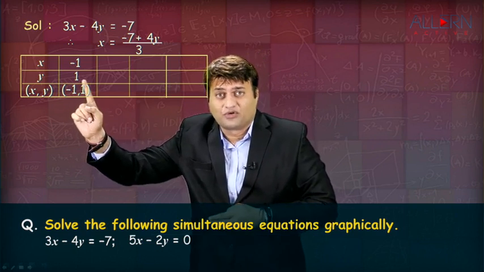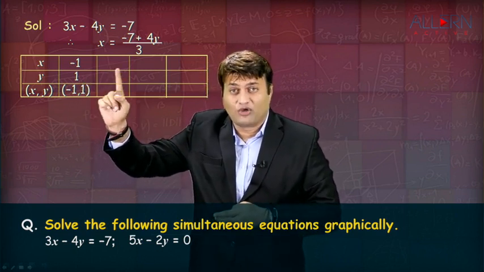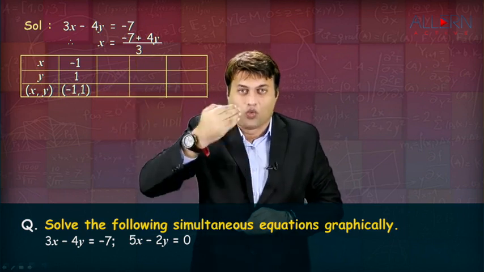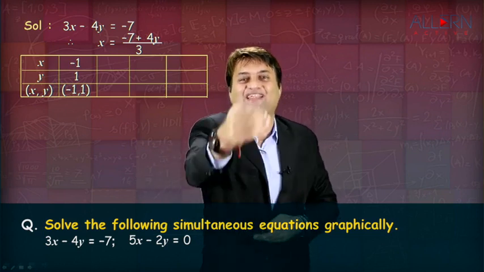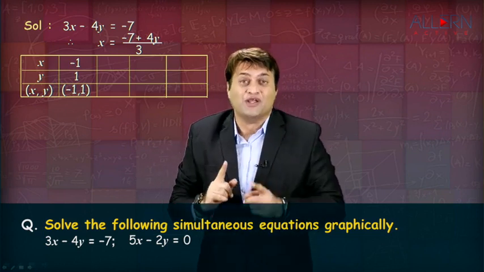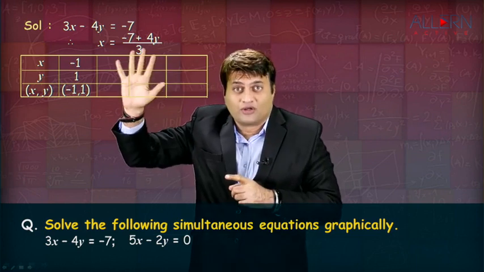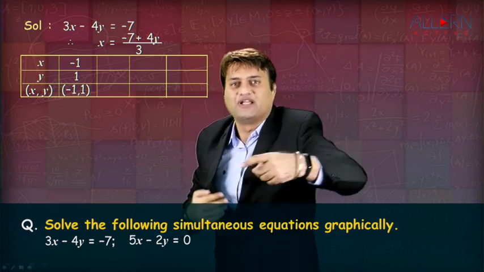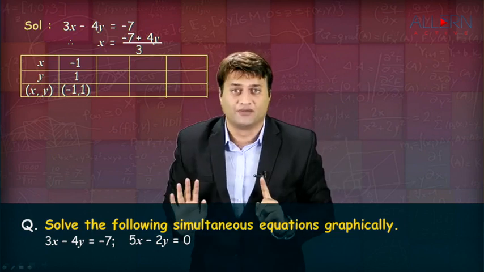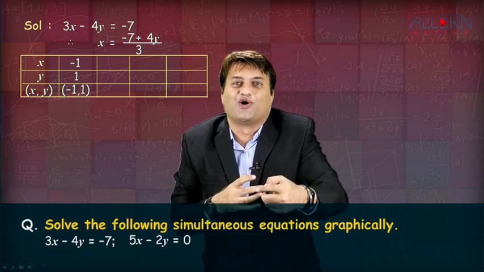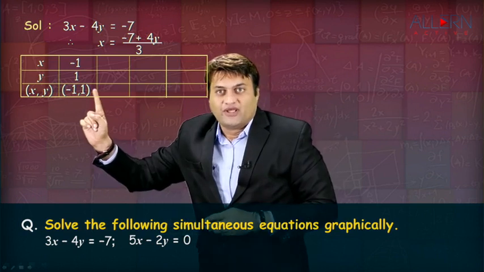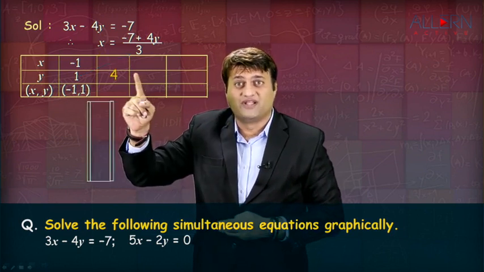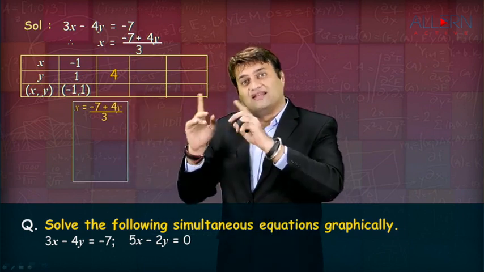1 is a valid assumption of y. Now for the next, because the denominator is 3, it will be in a gap of 3: 1, 4, 7, 10. Remember this. If the denominator would have been 4, then it would have been 1, 5, 9, 13, in a gap of 4, either on the positive side or on the negative side. Anything is valid, but the gap should be equal to the denominator. So here it is 1. Then next is 1 plus 3, which is 4. 4 plus 3, which is 7, and 7 plus 3, which is 10.